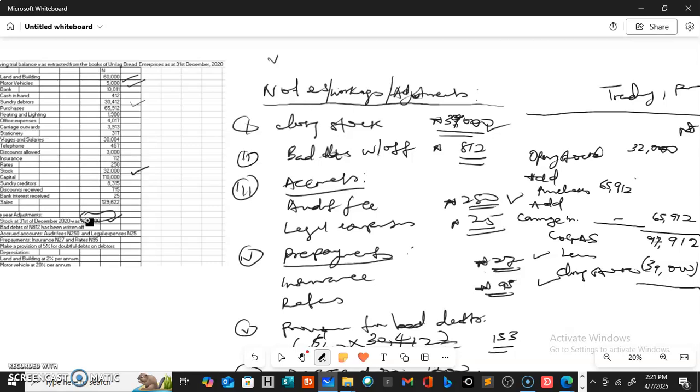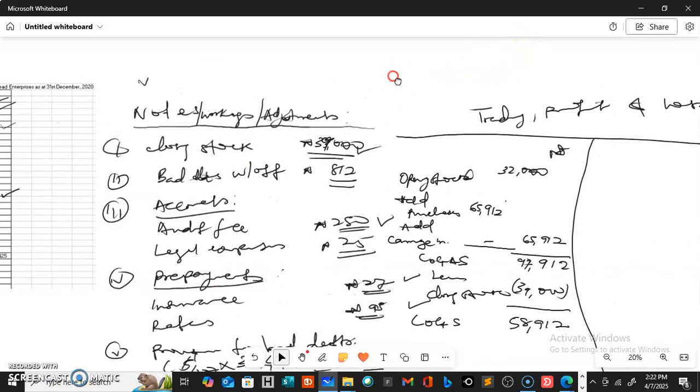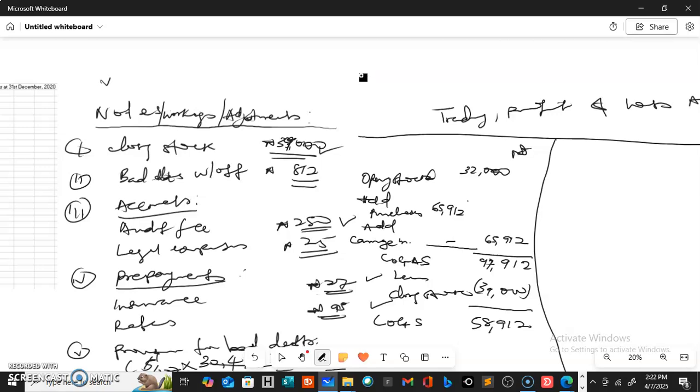So at the end of the day, we're going to have the cost of goods sold, which is going to be 58,912. So let's go ahead and work on sales. The sales figure we have here is 129,622. So let's go ahead and post that, sales 129,622.